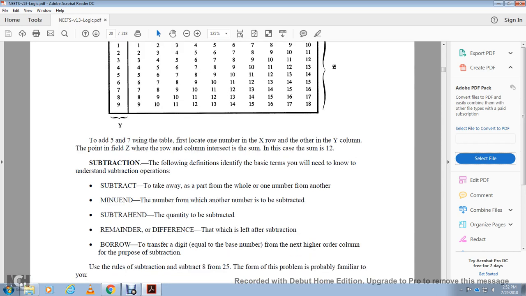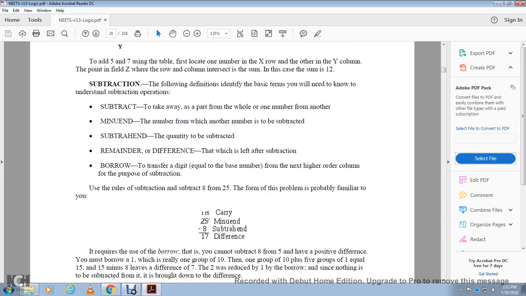Here are the rules of subtraction, for example subtracting 8 from 25. The form of this problem is probably familiar to you. You have 25 as the minuend, 8 as the subtrahend, and 17 as the difference, with a borrow of 1 making 15. You cannot subtract 8 from 5 with a positive difference, so you must borrow 1. Really, one group of 10 plus 5 groups of 1 equals 15. 15 minus 8 leaves the difference of 7. This reduces the 2 by the borrow to 1, and this is brought down to the difference.